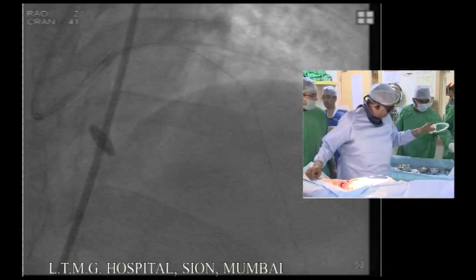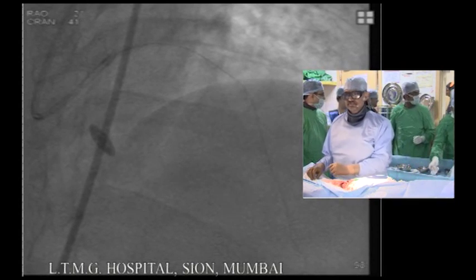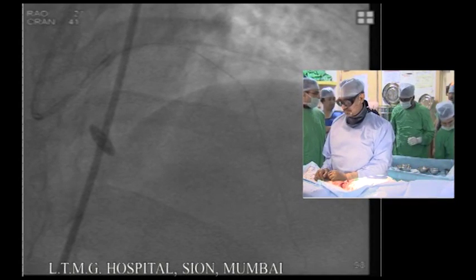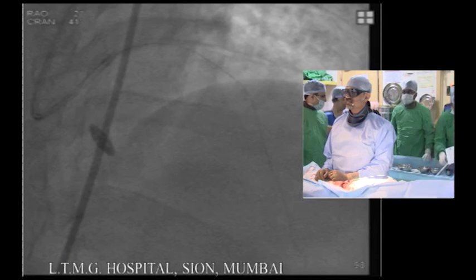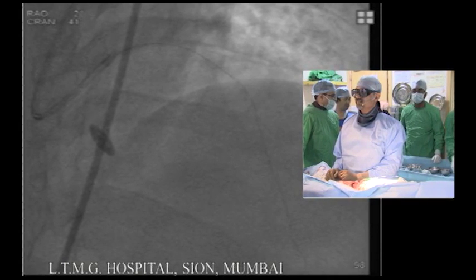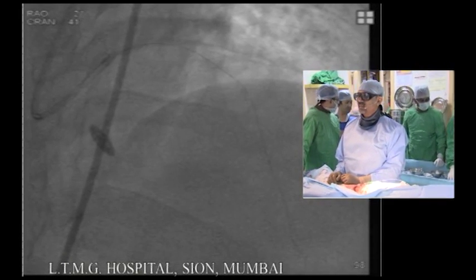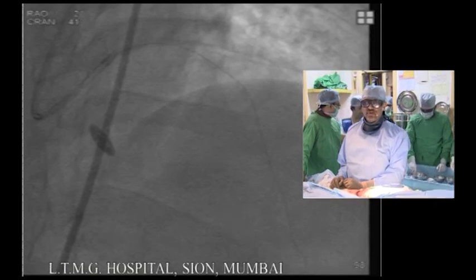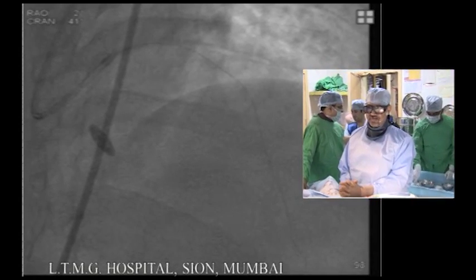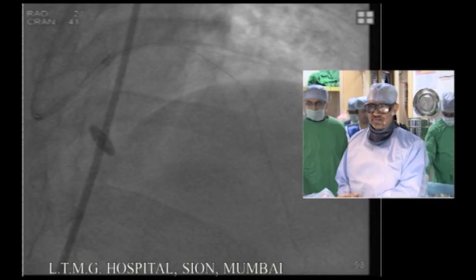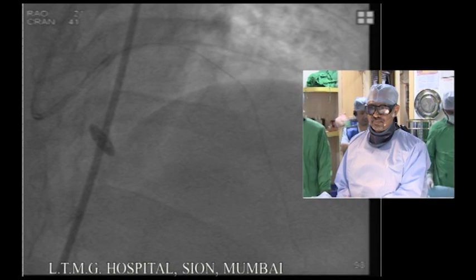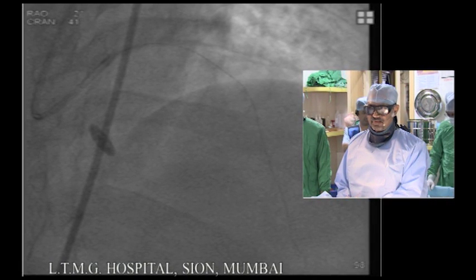I have a question because I didn't notice that. What kind of balloon was it? A non-compliant balloon that you used in the beginning for pre-dilatation? Regular balloon, yeah. Regular compliant balloon, 2.75. Okay, and to how many atmospheres did you do? 12, 14 atmospheres.